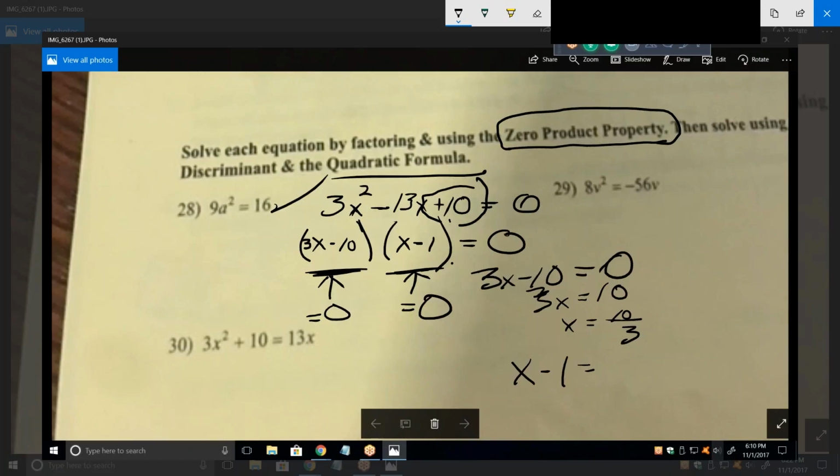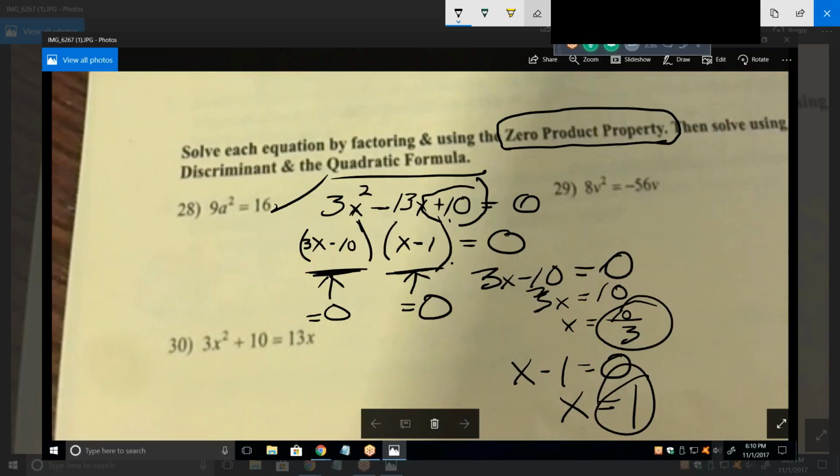It's always what you do every single time when you're solving using the zero product property: you set each term equal to 0. And that gives you a solution x equals 1. So those are your two solutions, 10/3 and 1.